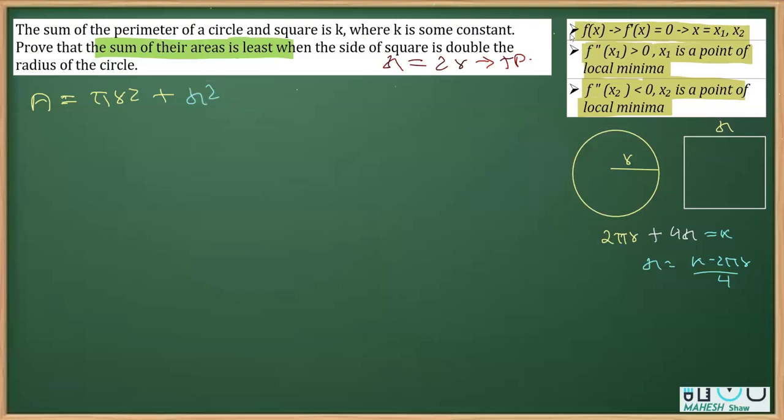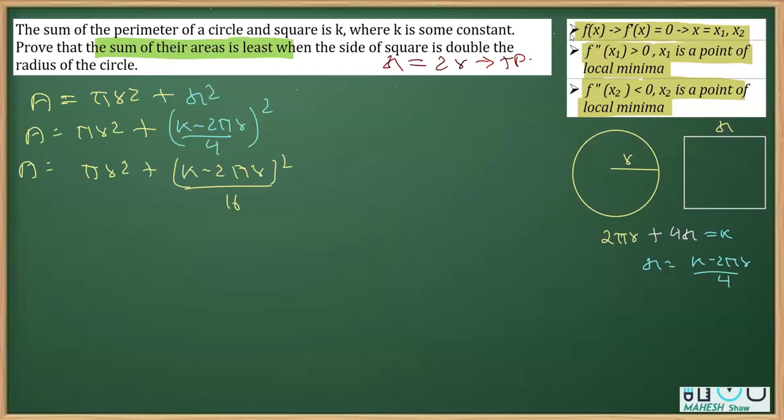Now, let's say this A be A only. This is pi r square, and then x square can be written, from the equation, as k minus 2 pi r over 4, whole square. Now, if I simplify it, this is pi r square as it is, and this is (k minus 2 pi r) square over 16. So I can take the LCM and write 16 as the whole denominator. That's okay if I write it like this only.